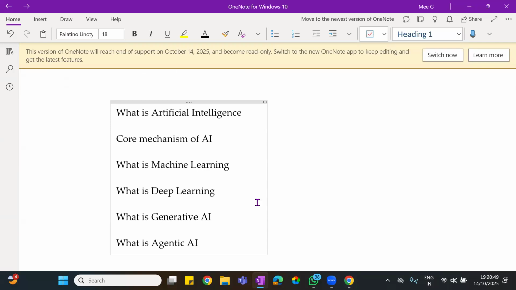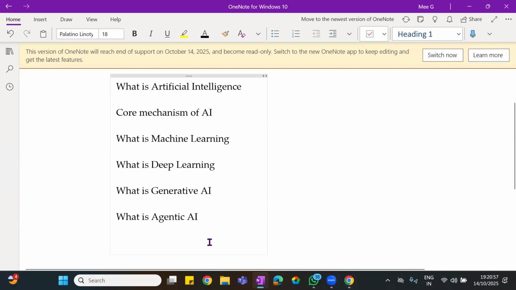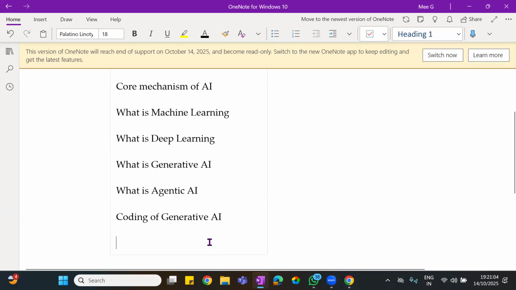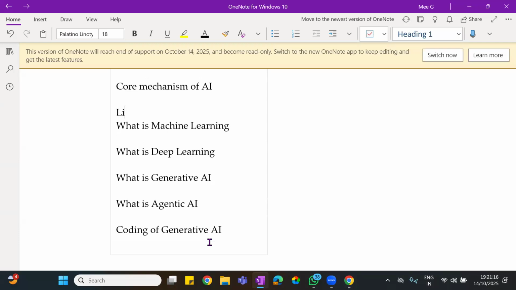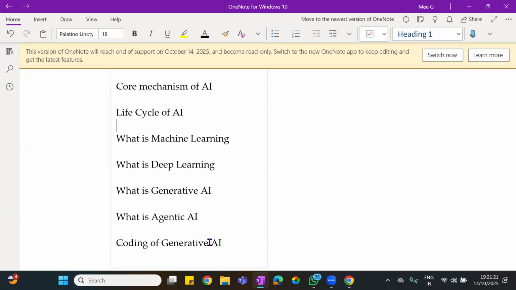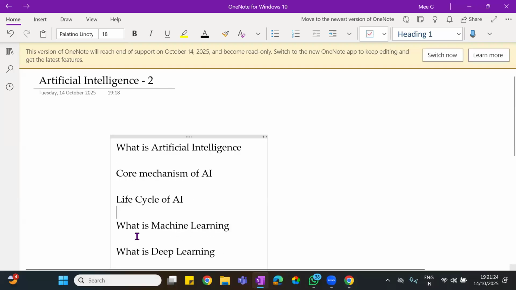Okay, now first, let's see this. What is AI and many more, guys. Here we will see the coding of generative AI, and also we will see the life cycle of AI. You can talk about the life cycle over here only. Okay. Now, this is the way we will move forward.